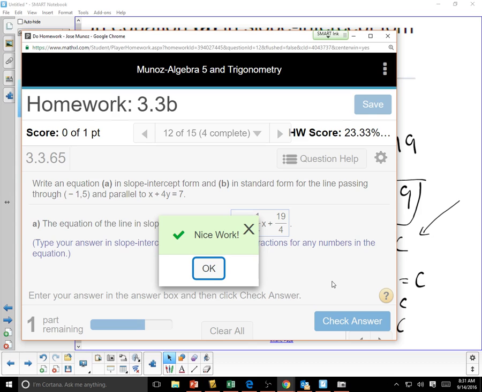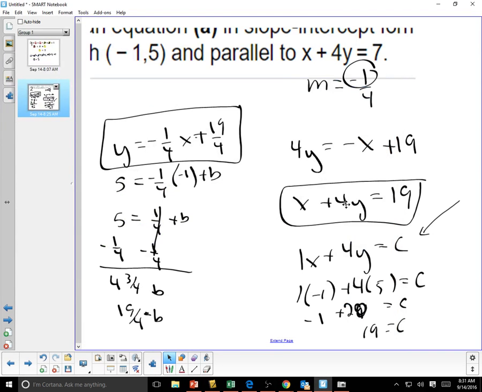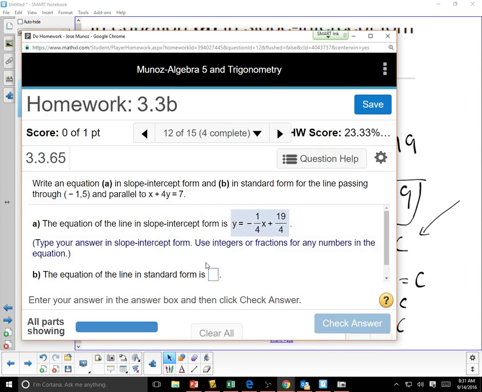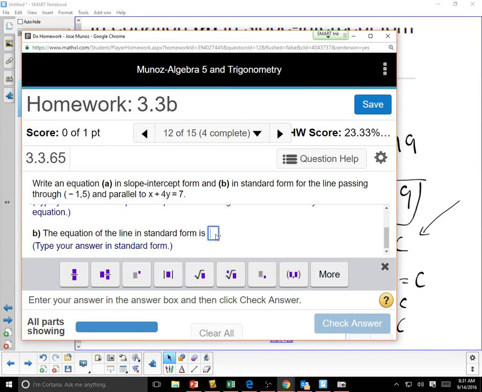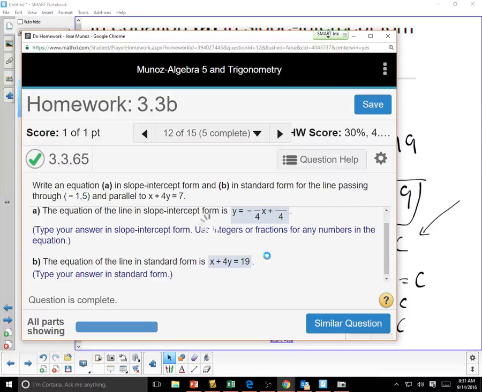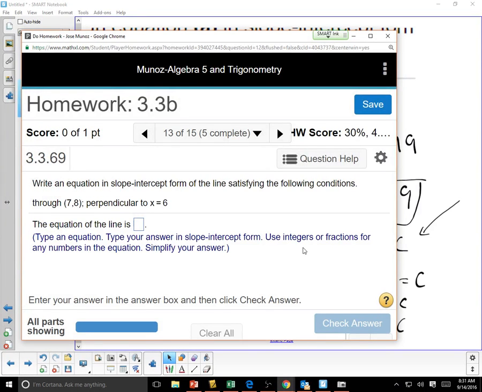Okay. Did you do the standard form of that already? Yeah, we did. It was this one. It's x plus 4y is 19. Oh, okay. So, x plus 4y is 19. Okay. What else do you guys want to see on the homework?